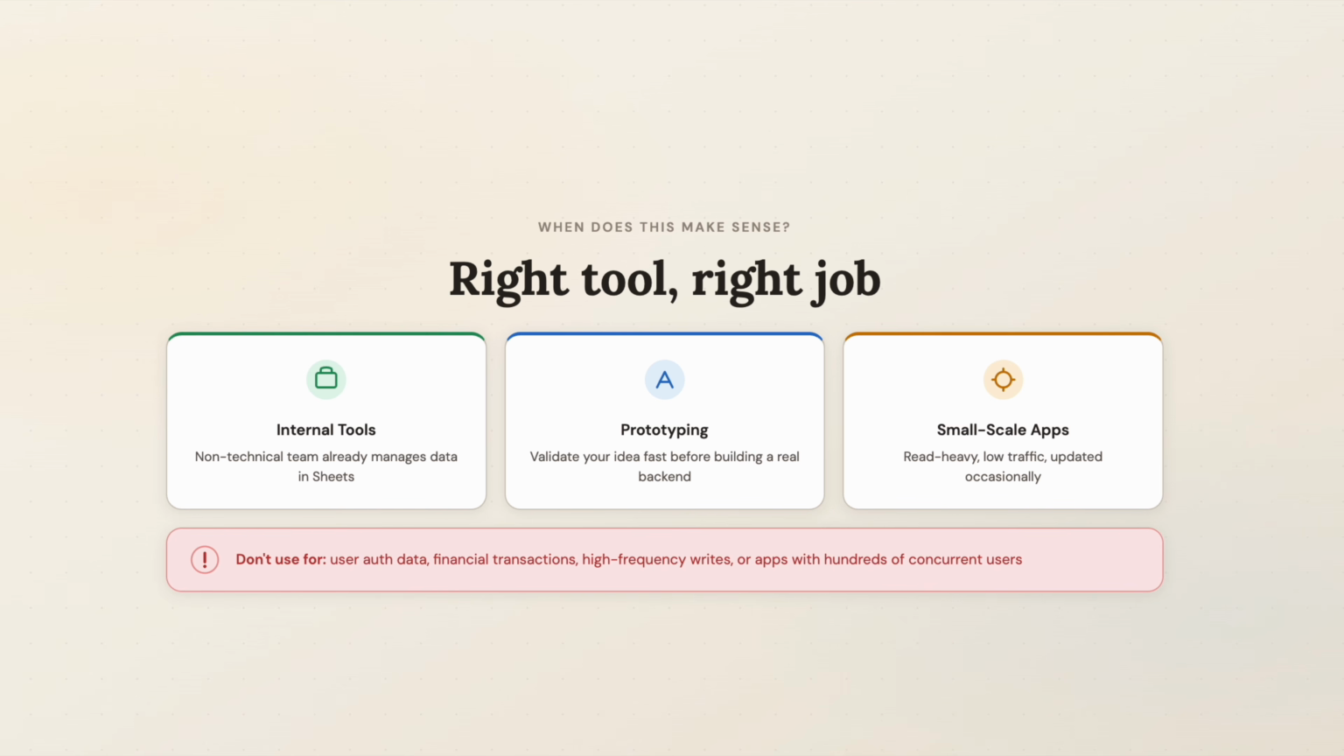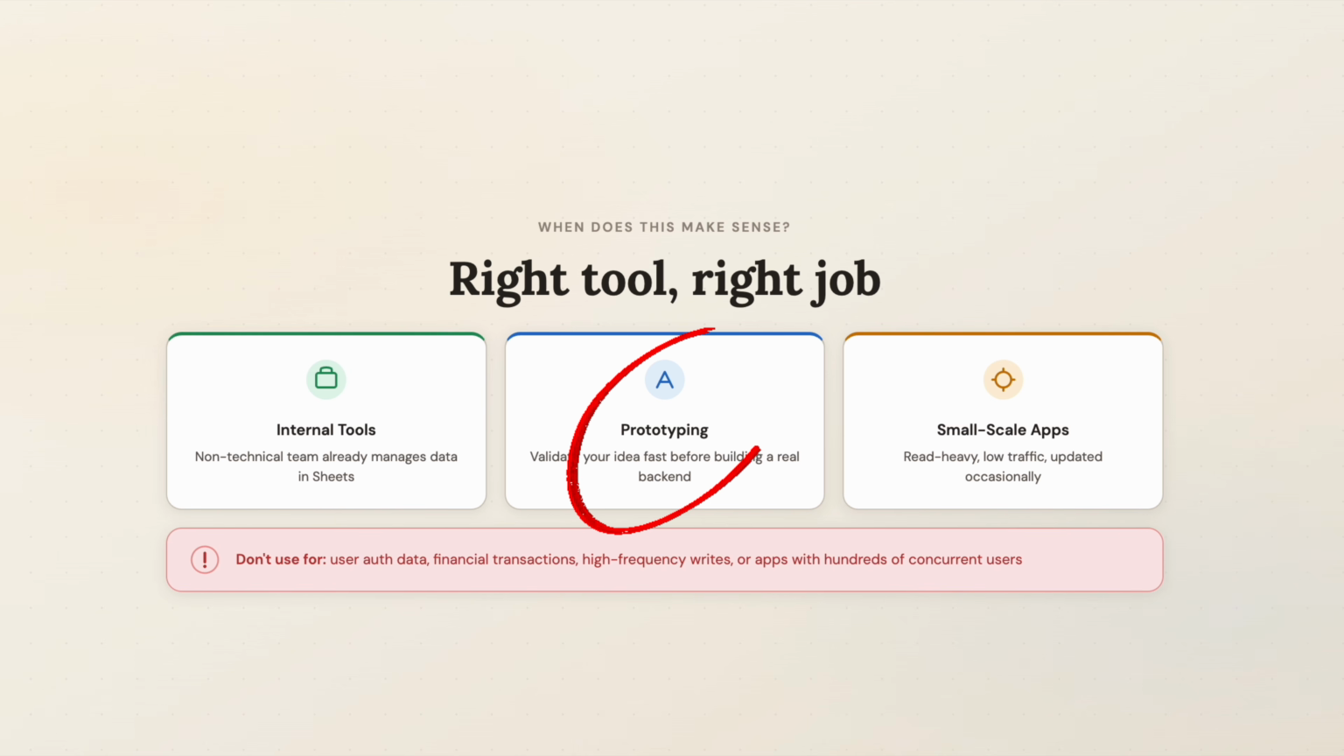My first use case is internal tools. You're building a dashboard or admin panel for a small team. The non-technical people on that team already live in Google Sheets. They update their product catalog, their pricing, their content, all in Sheets. Your Flutter app just needs to read and display that data. Connecting directly to Sheets means no separate CMS, no extra database to maintain, and no migration headaches. The sheet is the CMS.